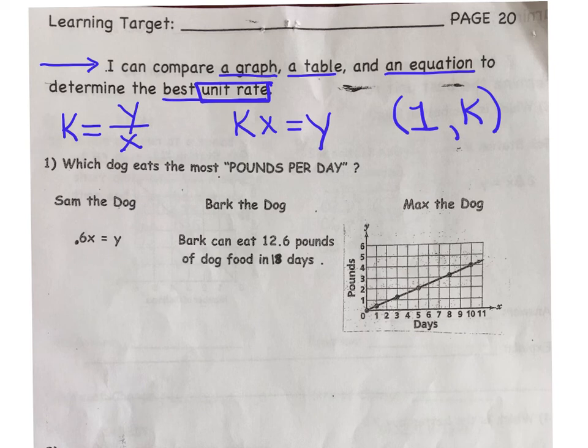In this case, we are looking for which dog eats the most pounds per day. So we're comparing the amount of dog food each dog eats per day. So there are our units that we're going to be using. Pounds certainly is the Y value per 1 day.